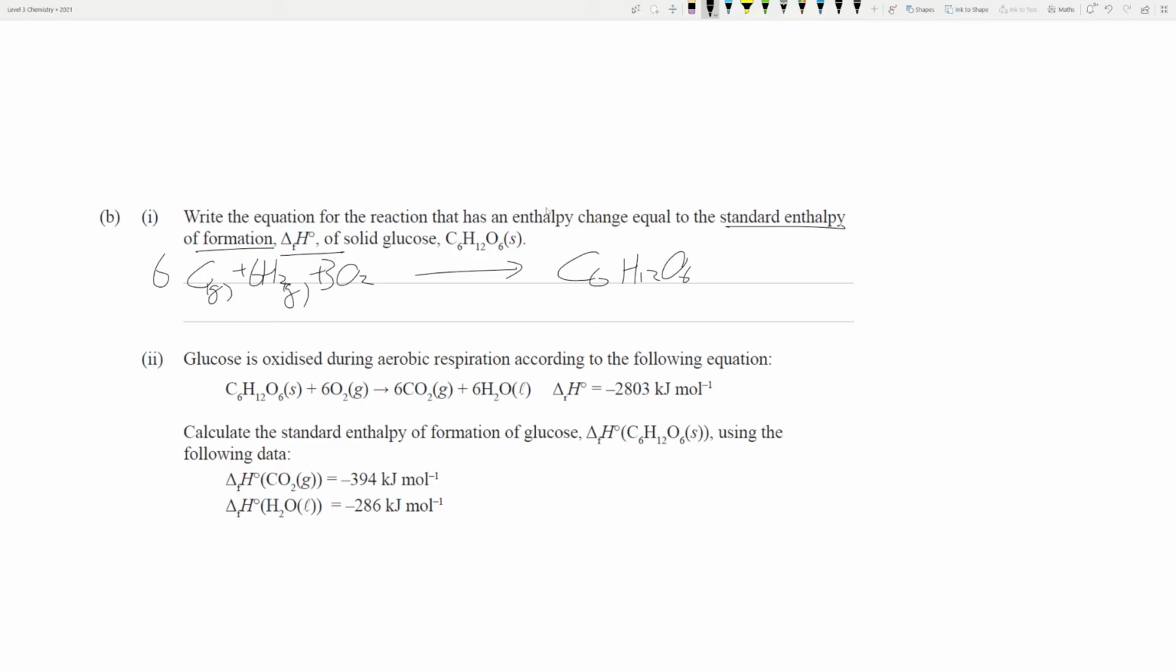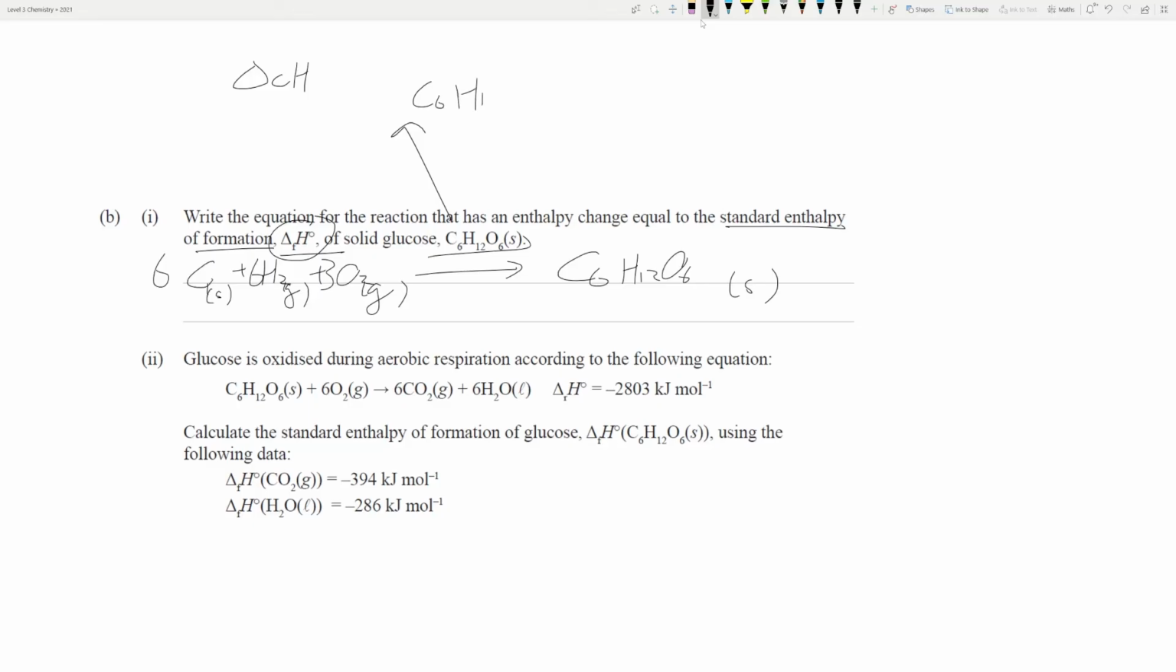This is gas. Actually, since when did carbon become gas? This is a solid, this is a gas, this is a gas, and this is a solid. Now, just do one bit extra. You know, this is the enthalpy of formation. Here's a test for you. Can you do the enthalpy of combustion equation?